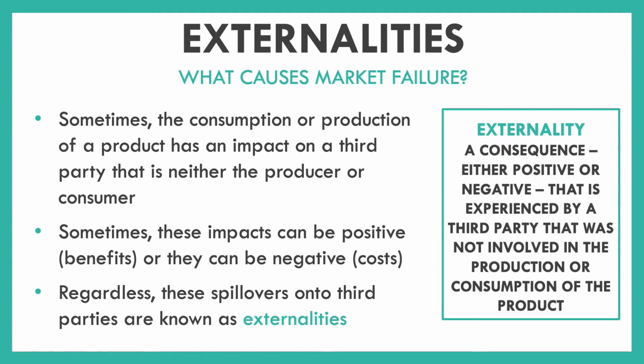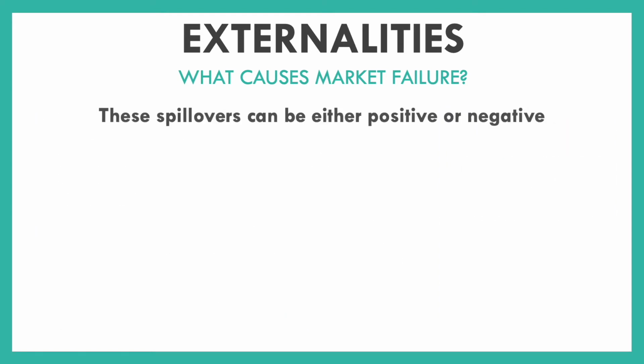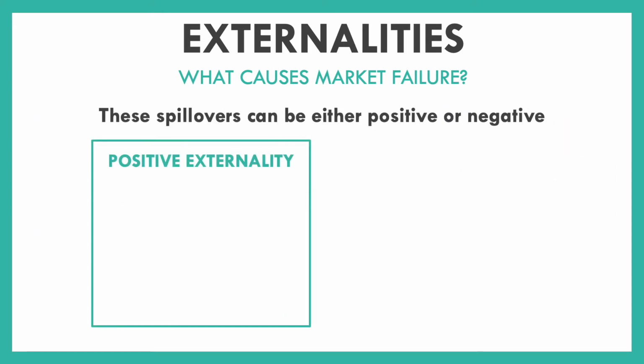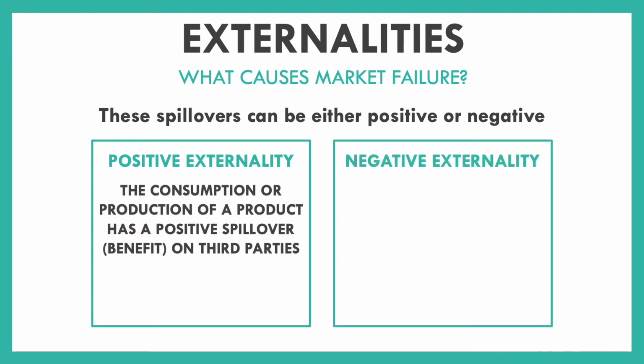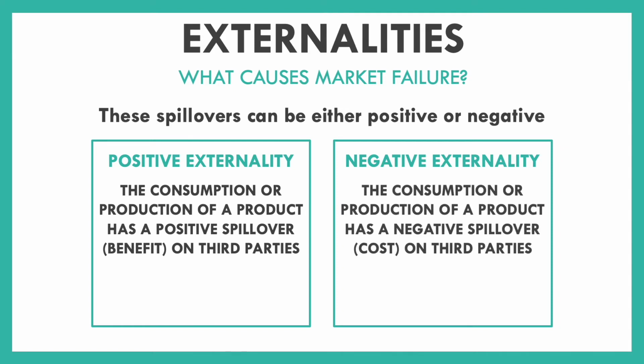An externality is a consequence, either positive or negative, that's experienced by a third party. And that third party was, again, in no way involved in the production or consumption of that product. A positive externality is when the consumption or production of a product has a positive spillover, or a benefit, on a third party. A negative externality, on the other hand, has a negative spillover, or a cost, on a third party. So let's think about some examples of positive externalities.